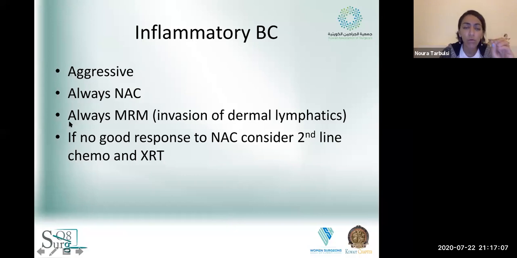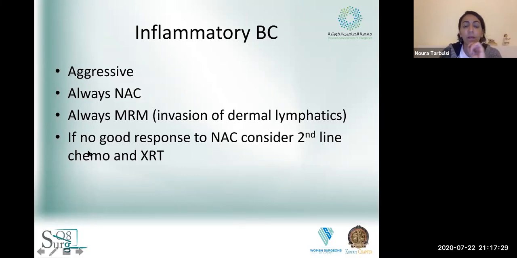And we always do a modified radical mastectomy, regardless of the response to chemotherapy, because all of the trials in breast cancer usually do not involve inflammatory breast cancer. And because there is invasion of the dermal lymphatics, the risk of recurrence is high. So we don't offer lumpectomy and sentinel in inflammatory breast cancer.